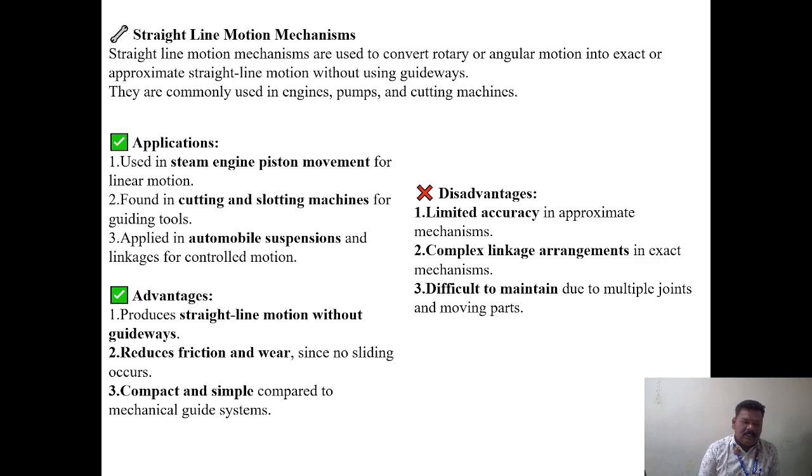And then the advantages are straight line motion without guidelines, reduced friction and wear, and compact and simple compared to other guiding systems. And the disadvantages are limited accuracy in approximate mechanisms, complex linkage arrangement in exact mechanisms, and difficult to maintain due to multiple joints and moving parts. These are all the major applications, advantages and disadvantages of straight line motion mechanism.